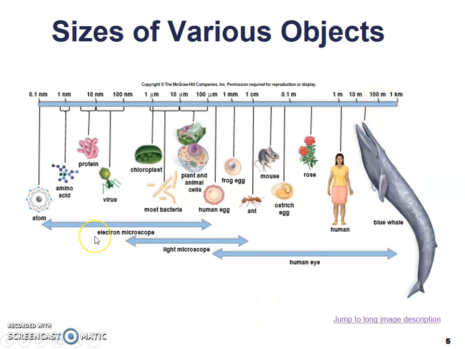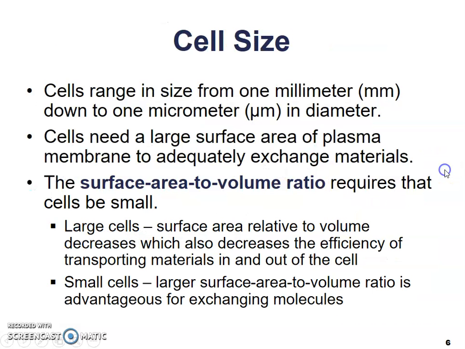We also see what type of instrument is necessary to see each of these objects. Down here from atom to human egg, you would need an electron microscope to get a clear view. You can also use a light microscope for chloroplast to frog egg. Okay, you get a good picture of what's going on there. And then whenever you get larger than a human egg, you can see that with your naked eye.